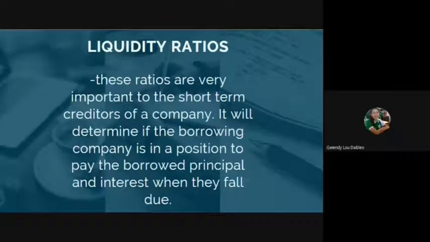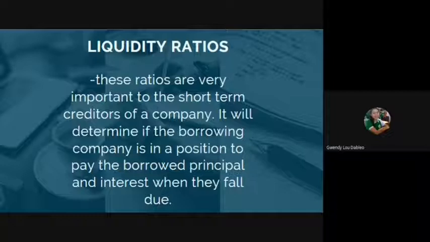The first type of ratio, the liquidity ratio, determines the capacity of a company to pay its current obligations. So this would require a good amount of your cash and other liquid assets. When we say other liquid assets, we discussed this already in FABM1. We have the accounts receivable, inventory, trading securities, and even prepaid expenses. Actually, class, these ratios are very important to the short-term creditors of a company because it will determine if the borrower is in a position to pay the borrowed principal and interest when they fall due.